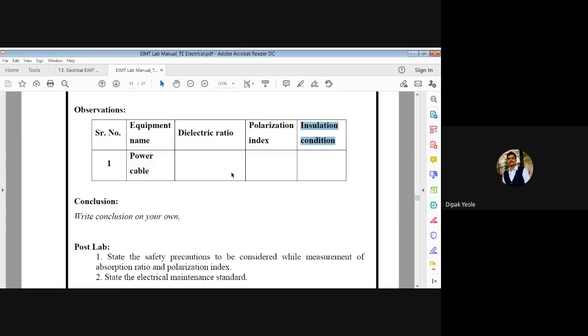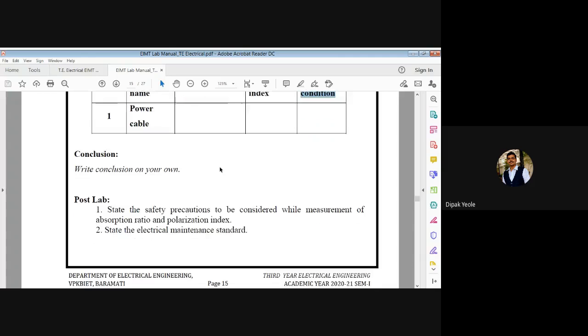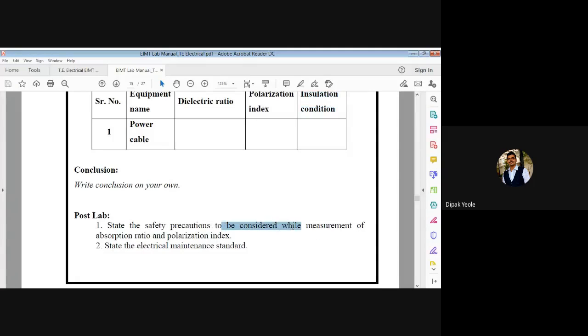Obviously, after performing the experiment, we will get these values. The post-lab question: state the safety precautions to be considered while measurement of absorption ratio and polarization index. So the first safety precaution is we have to isolate the electrical component which we are interested to test. And the second safety precaution is we have to use the timer.